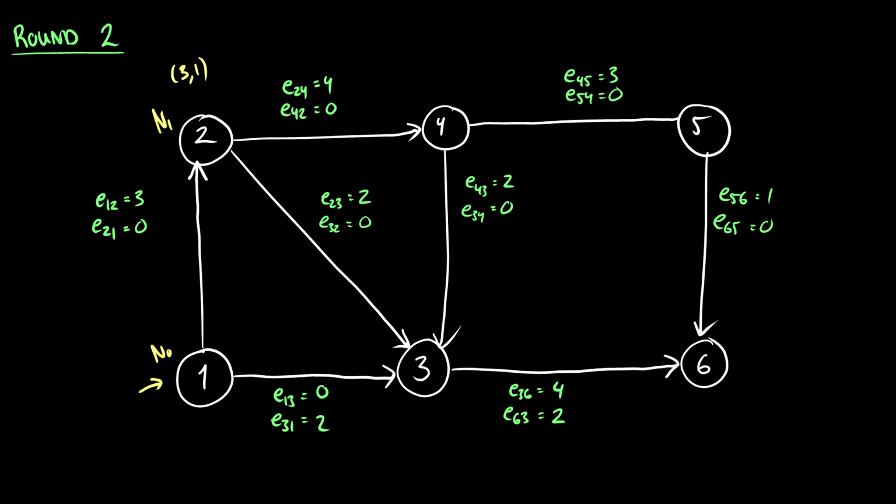So where does 2 go? Well, 2 goes to 4. So just like before, we have a capacity of 4 here, but we can only get 3 out of it. So the most we can get is 3, and that comes from 2.